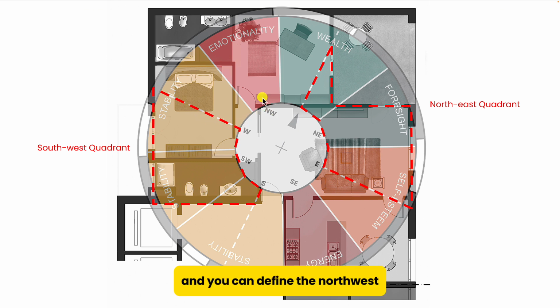And you can define the northwest and the southeast quadrants as well. So again, in this home, a bathroom is in the southwest quadrant, and a big part of the southwest quadrant is not inhabitable because it's not inside the plan. We have half of the bedroom in the southwest quadrant, but actually the main bed is in the northwest quadrant, and so on. This is the way you analyze Vastu areas in your floor plans.